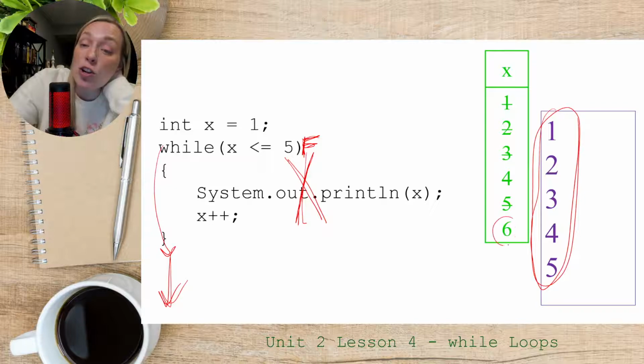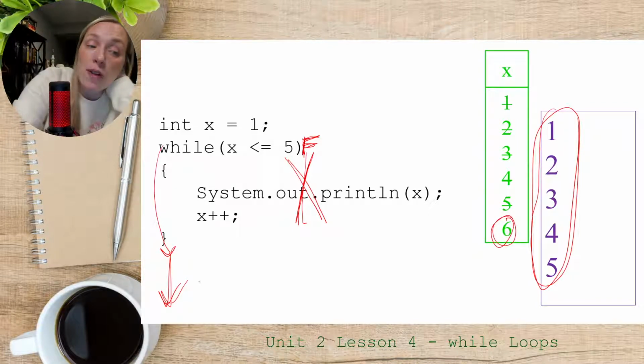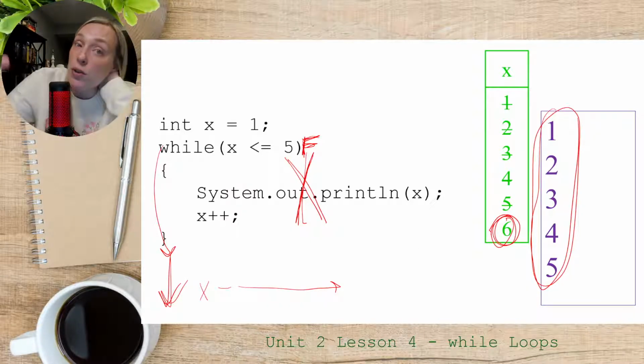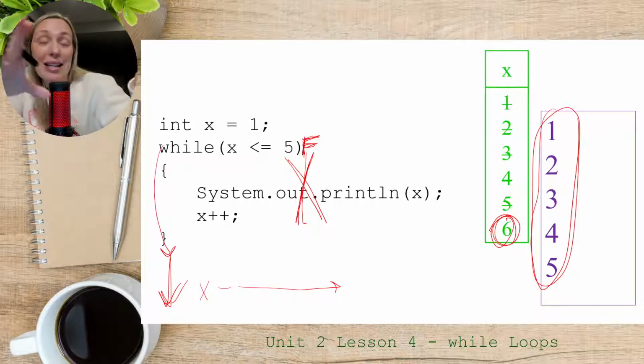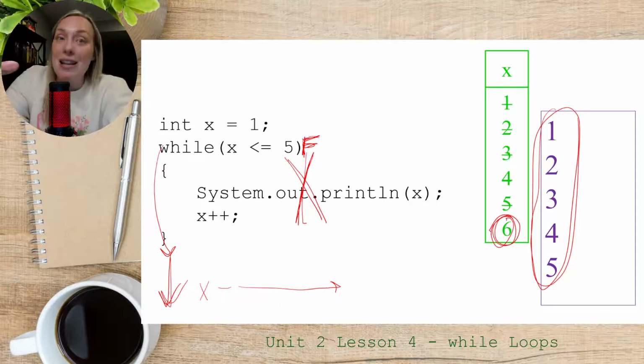Even though x currently has the value of 6, so if I were to use x anywhere else in the program, x has the value of 6. But I only printed off 1 through 5 because that's all that was allowed to run with that while loop.